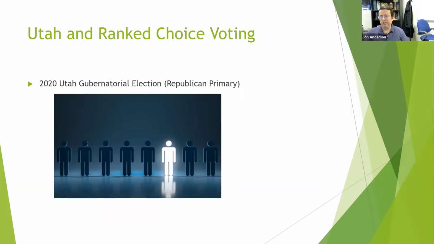Back in 2020, getting ready for that election, the Utah gubernatorial election, the Republican primary met. At the time, they ended up with 7 candidates all vying to be the Republican candidate on the ballot. We'll get into the details of this later.